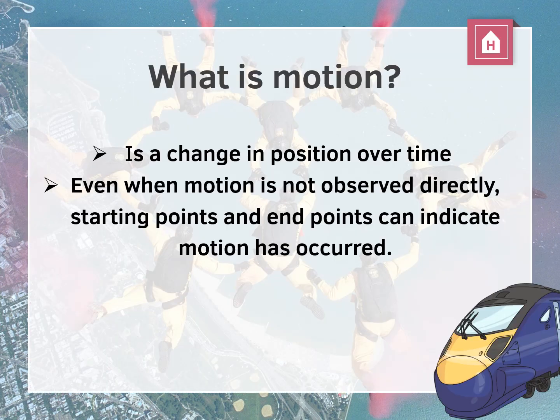So let's talk about what motion is. Motion is a change in position over time. So motion is when you change position over time. Even when motion isn't observed directly, the starting point and the ending point can indicate that motion has occurred.